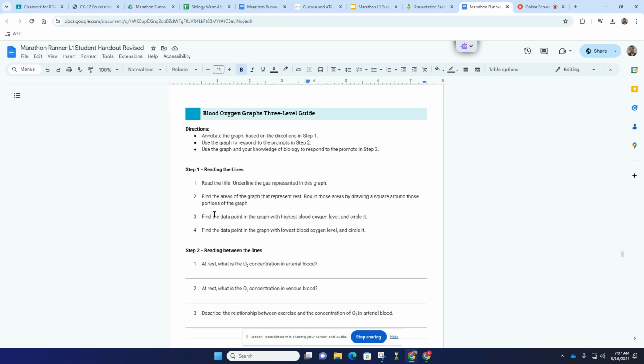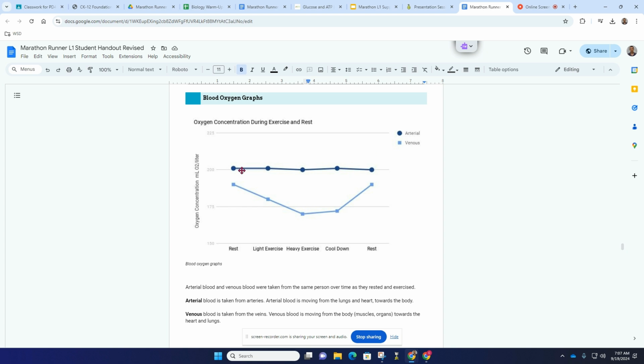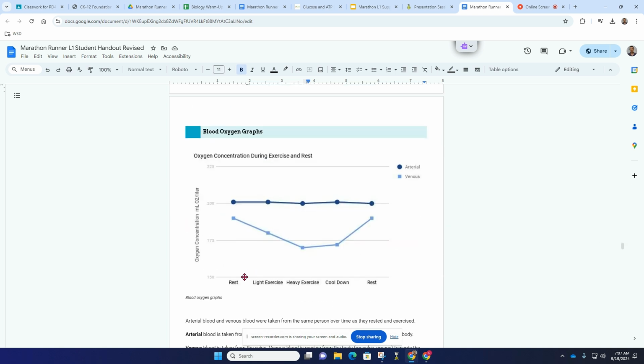All right, now let's make sense of that, or start to. It says at rest, what is O2 concentration in arterial blood? Okay, so arteries are circles, and at rest is here, and we can see that gives us about 200 oxygen when we're at rest. Number two, it says, what is the O2 or oxygen concentration in venous blood? Okay, so same process. We go to at rest, we go to our vein, and it's over here, not quite 200, we'll call it 185.